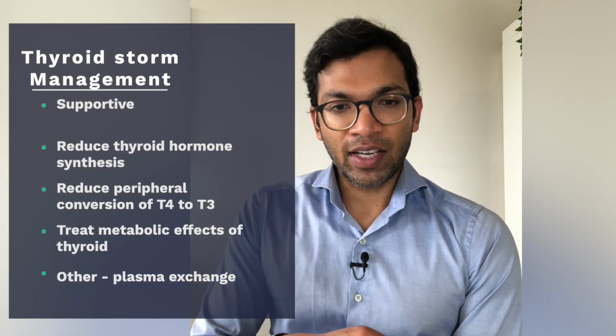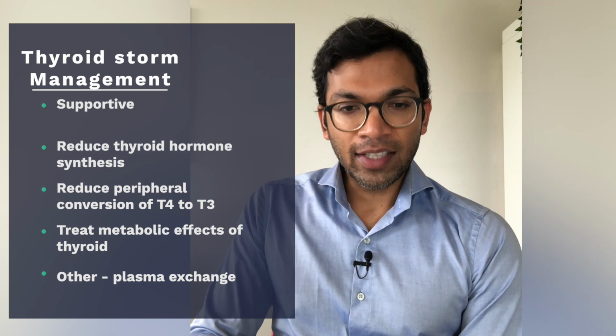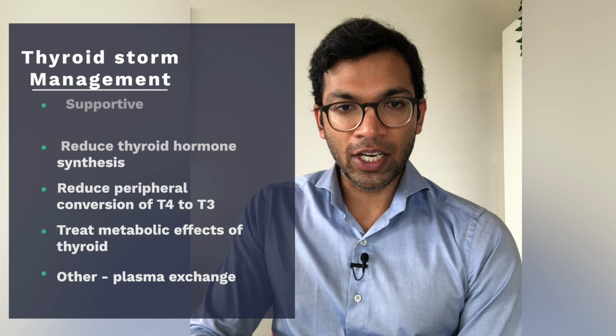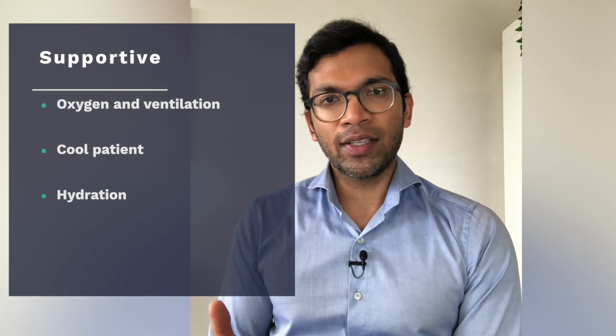And look, a good format for this pretty rare condition is supportive treatment, reduction in synthesis of thyroid hormone, reduction of peripheral conversion of T4 to T3, and then decrease the metabolic effects of thyroid hormone. And then there are some other things such as plasma exchange as well. So again, cooling the patient, hydration, oxygen, ventilation. These are the standard supporting things that you'd be doing naturally in this situation for every patient.